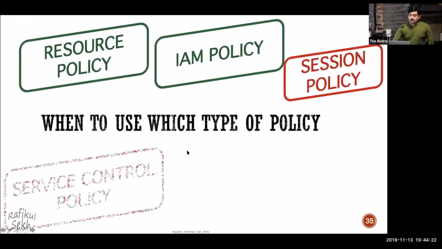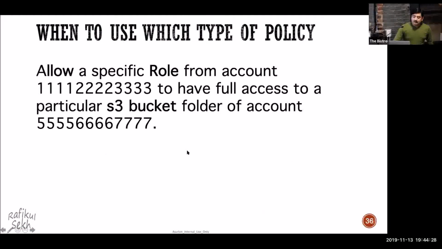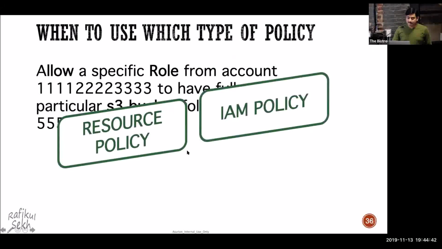So now when to use which type of policy? We have learned about various different types of policies. We have this particular scenario: allow a specific role from account 111 to have full access to a particular S3 bucket folder of another account. Which kind of policy should we use? I'll choose the resource-based policy and IAM policy because they are cross-account, so we need both.